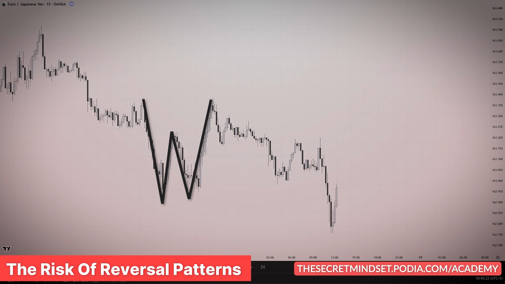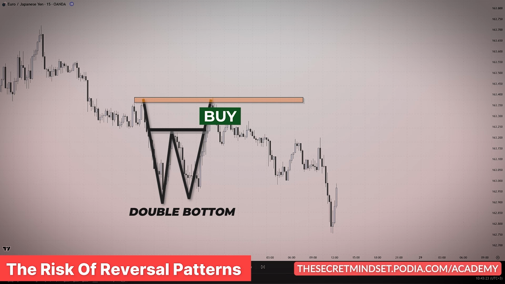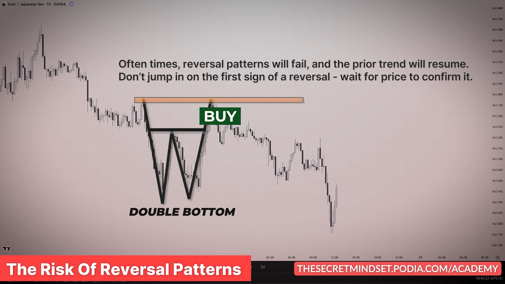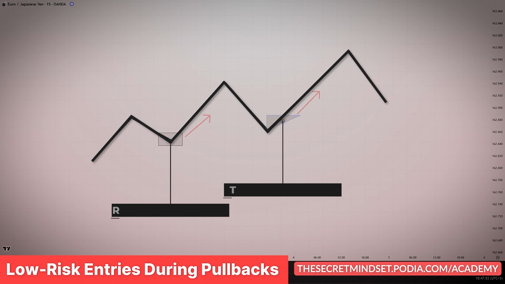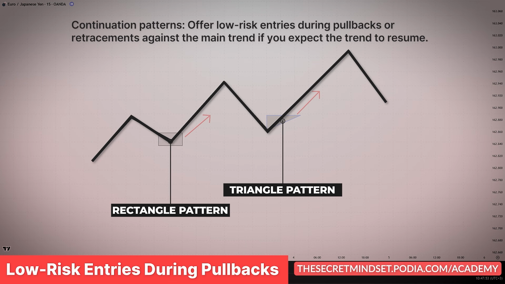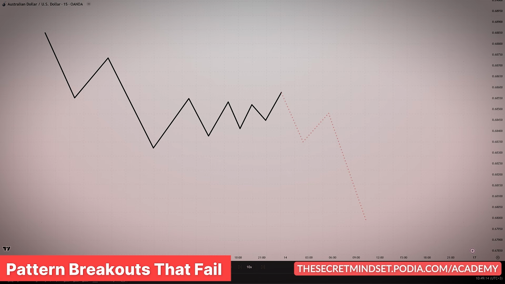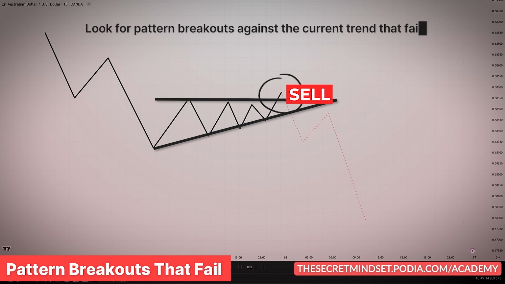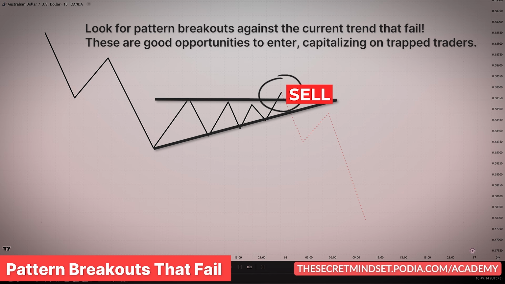When a reversal pattern forms, it's signaling that the trend may be in trouble, but it's not a guarantee. Oftentimes, reversal patterns will fail and the prior trend will resume. Don't jump in on the first sign of a reversal. Wait for price to confirm it. During pullbacks or retracements against the main trend, continuation patterns can offer low-risk entries if you expect the trend to resume. Again, look for fakeouts against the current trend, when a pattern breakout fails and price quickly reverses. These are good opportunities to enter, capitalizing on trapped traders who thought the trend was about to change.